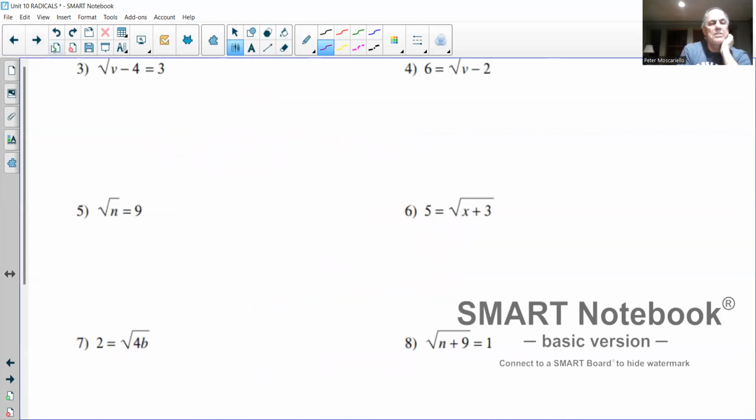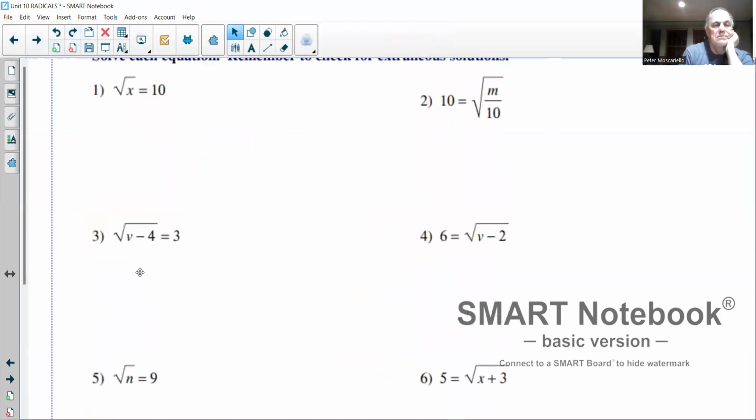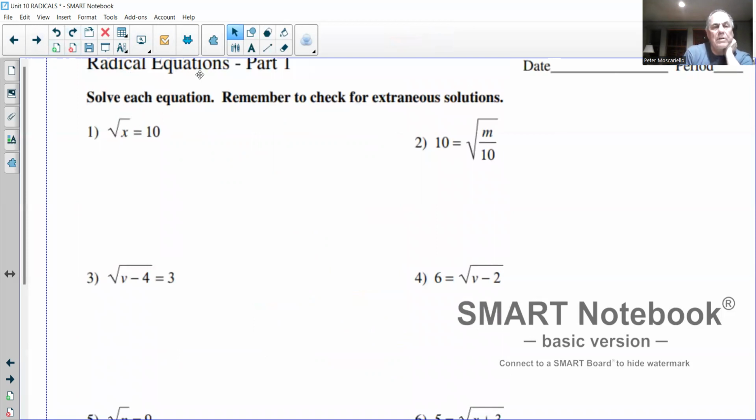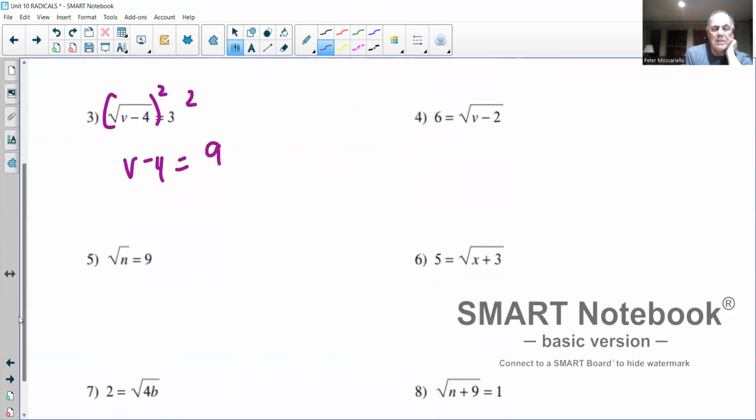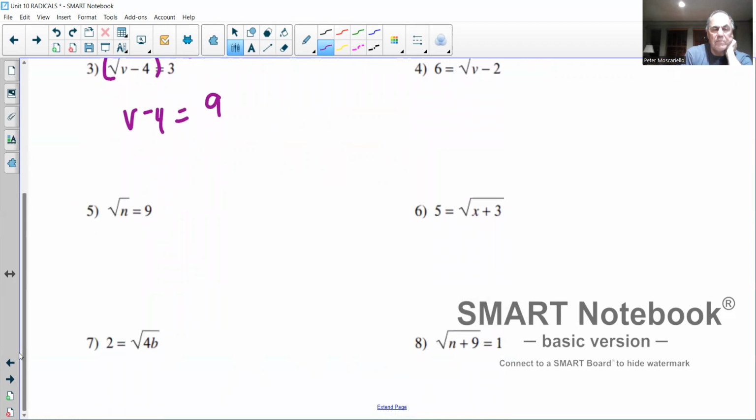Here we go. All right. So number 1, you're all set. This is a square root by itself, square each side. Number 3, the square root's by itself, so just square each side. v minus 4, square it, back to v minus 4, 3 squared is 9, and solve. So that's good. Number 5's ready to go. Number 7's ready to go.